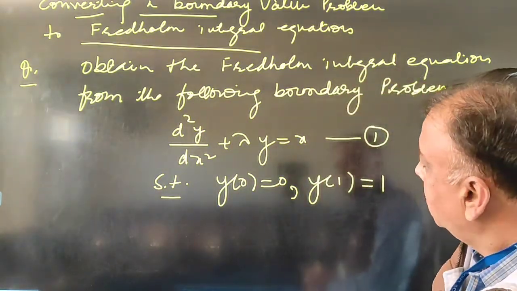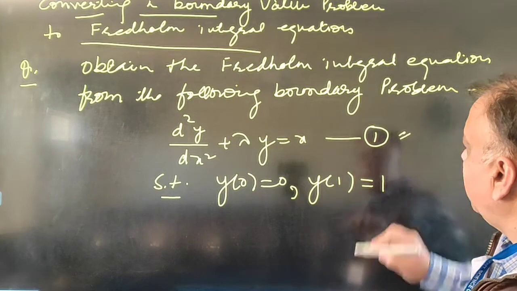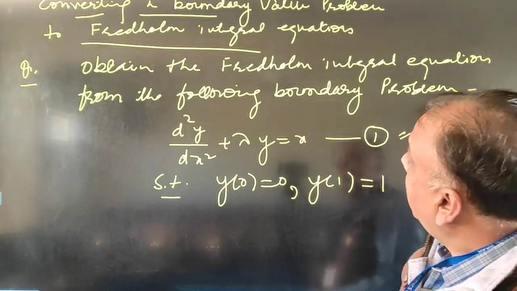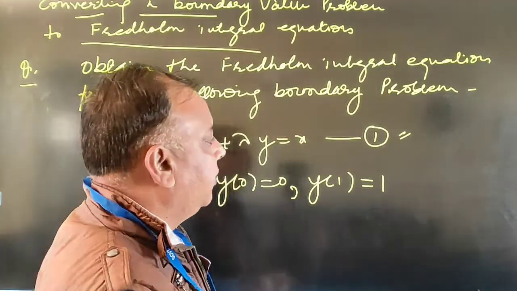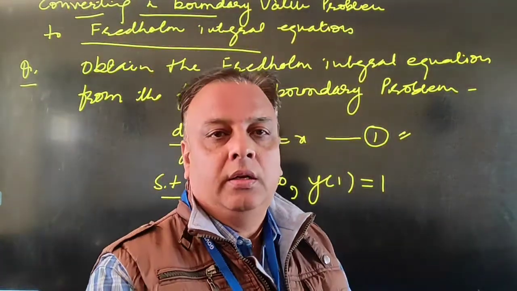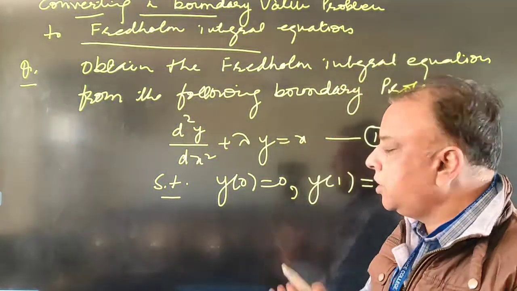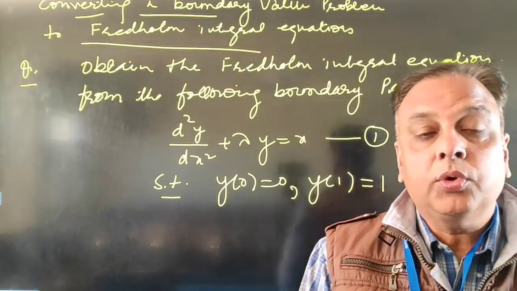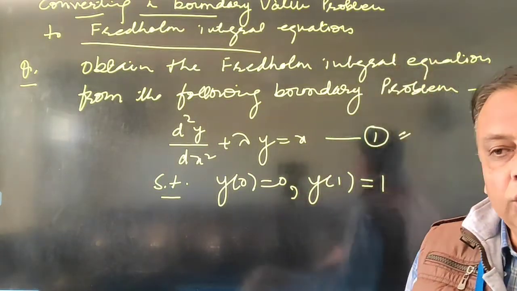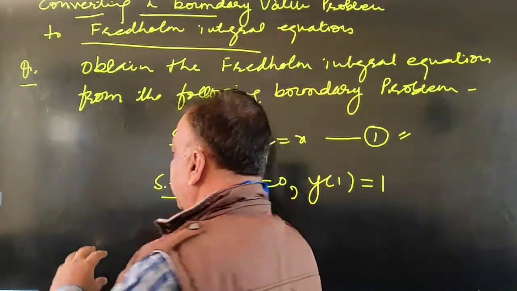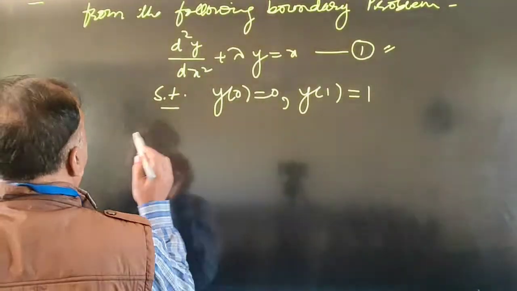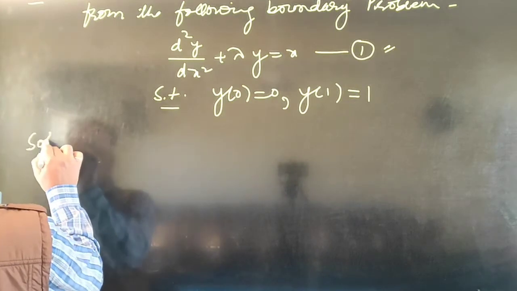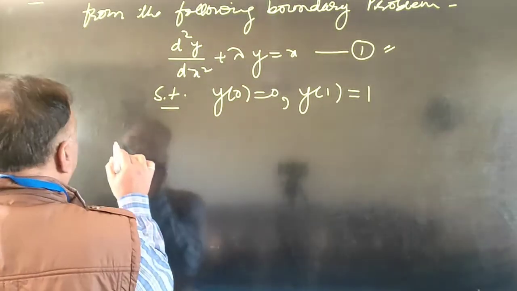Now we have to convert this boundary value problem, or the differential equation, into the Fredholm integral equation. The method is very similar: we have to integrate this equation with respect to x from 0 to x and use some definite values of the integrations. The solution of the problem starts with integrating equation 1.